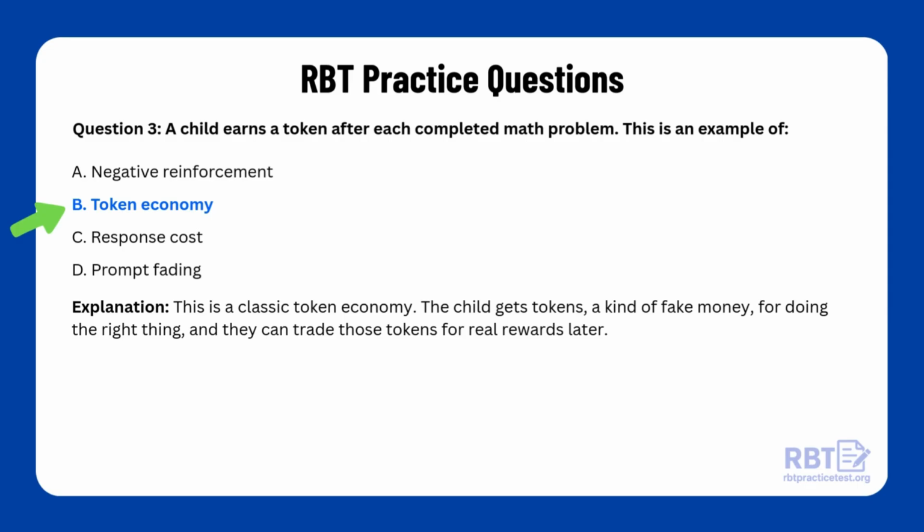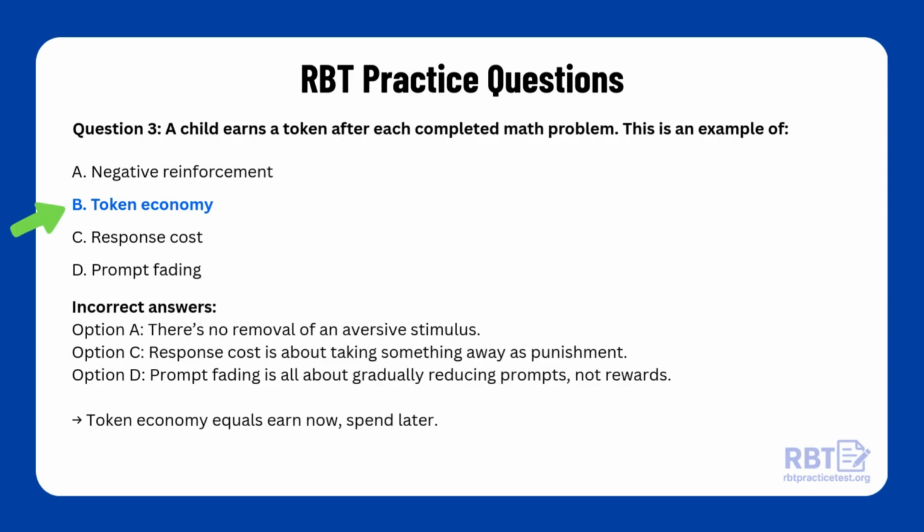Now for the wrong answers. A is not it. There's no removal of an aversive stimulus. C is about taking something away as punishment. And option D, that's all about gradually reducing prompts, not rewards. So, token economy equals earn now, spend later.